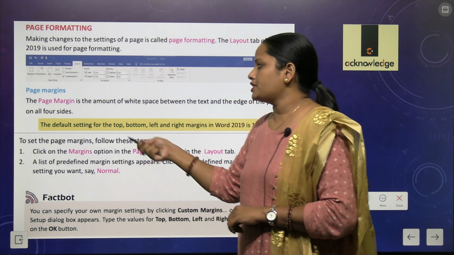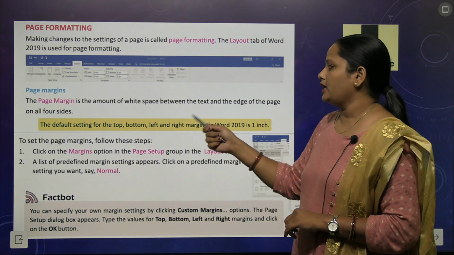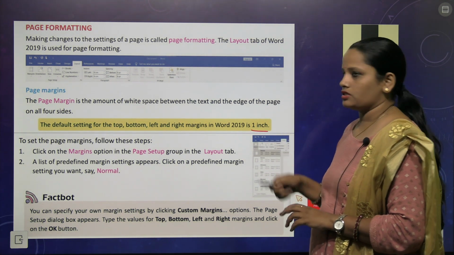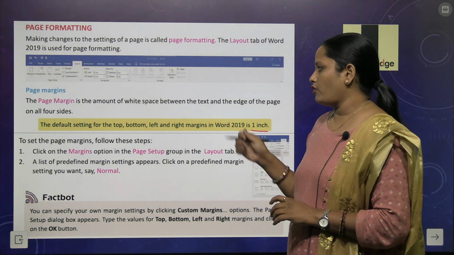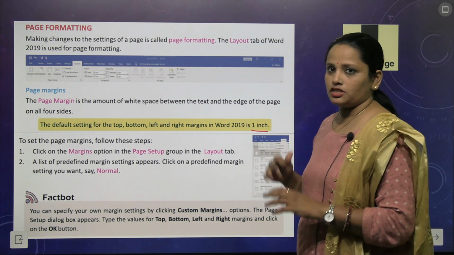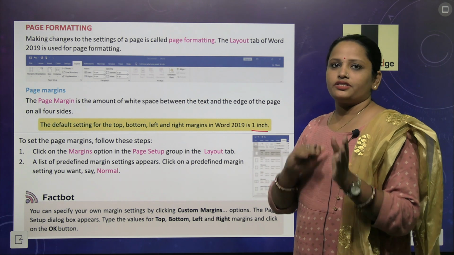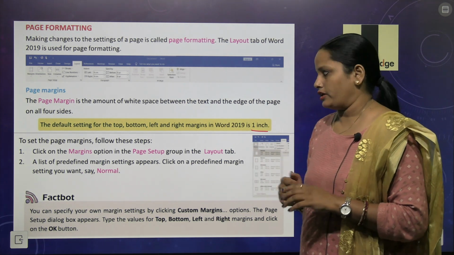The default setting for the top, bottom, left and right margins in Word 2019 is 1 inch. This is the default margin space given in Word 2019. We can adjust it according to our choice.